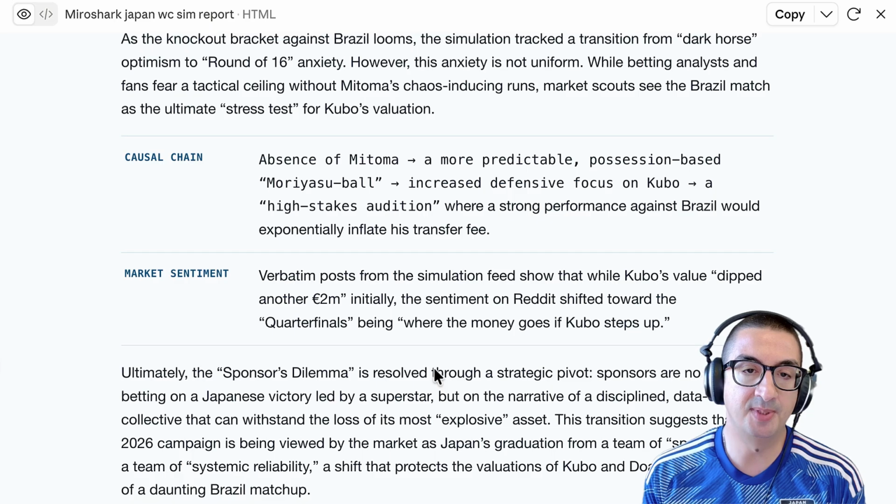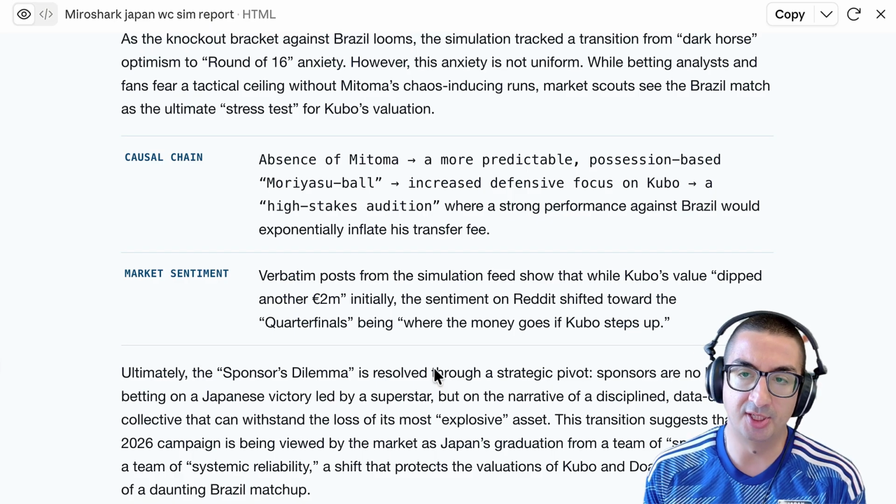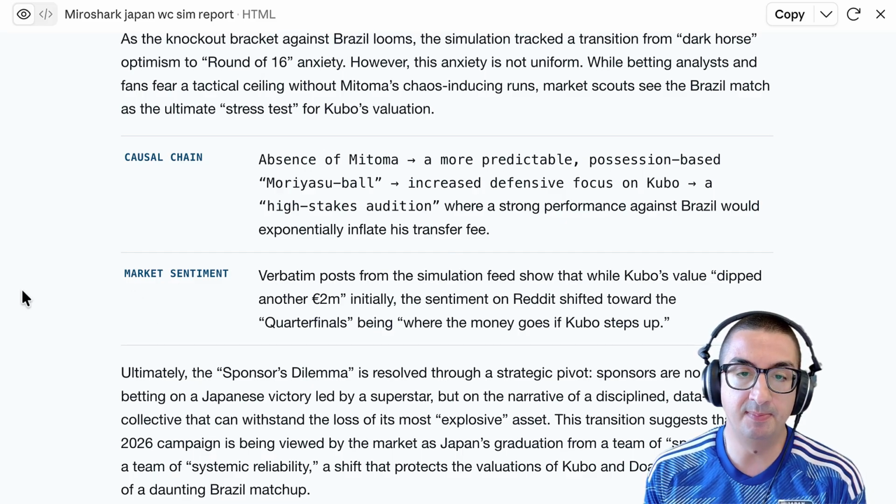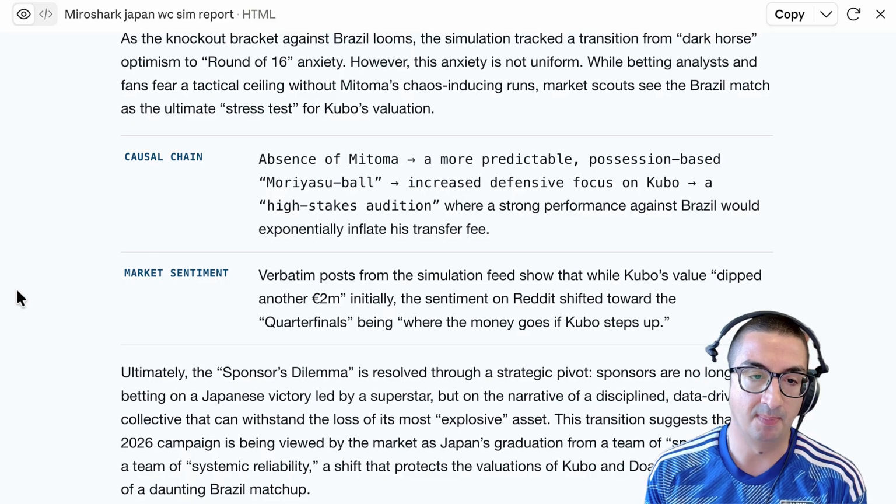Causal chain: absence of Mitoma, a more predictable possession-based Moriyasu ball strategy, increased defensive focus on Kubo, a high-stakes audition where a strong performance against Brazil would exponentially inflate his transfer fee. Market sentiment: verbatim posts from the simulation feed show that while Kubo's value dipped another 2 million initially, the sentiment on Reddit shifted toward the quarterfinals being where the money goes if Kubo steps up.